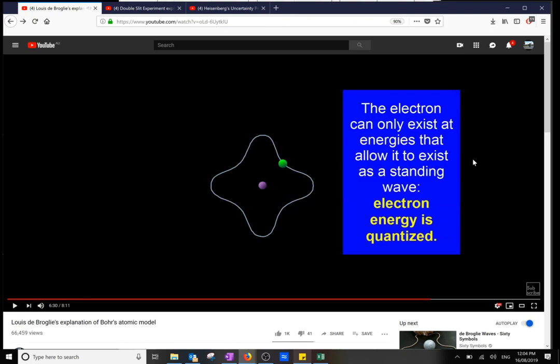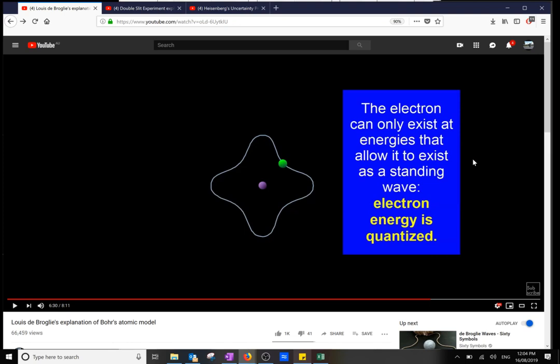So the Bohr model hasn't been thrown out, all right? It still works, it's just been improved slightly, okay? So none of the de Broglie postulates or Schrödinger or Heisenberg, nothing they've suggested is going to discard the Bohr model.